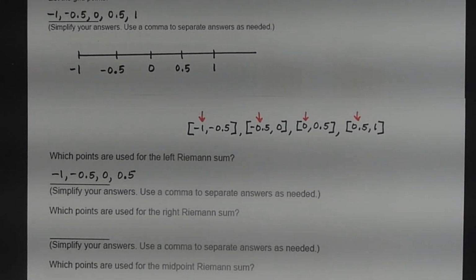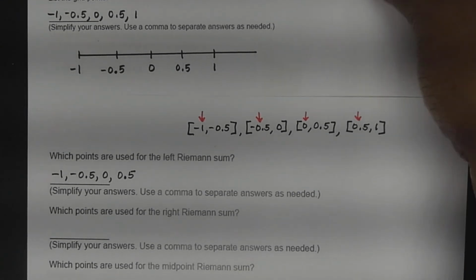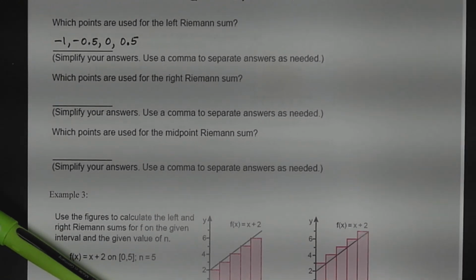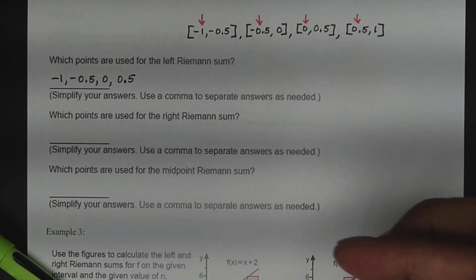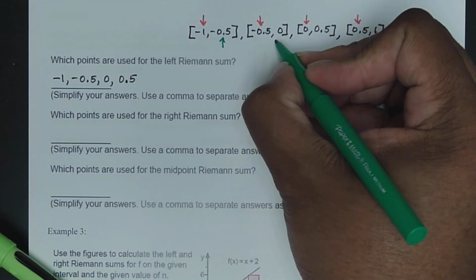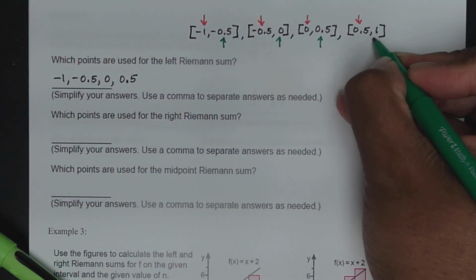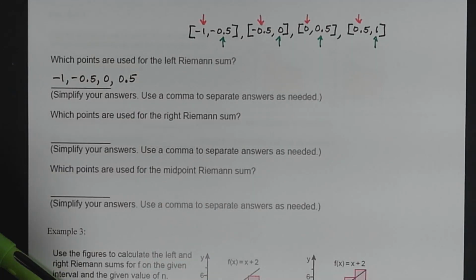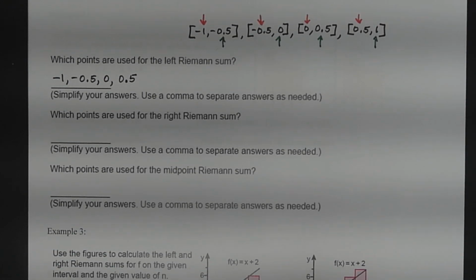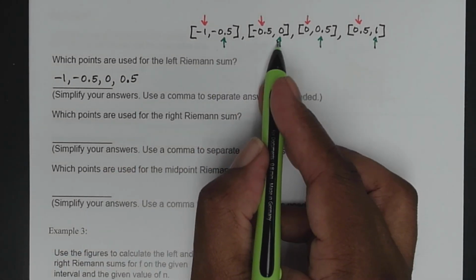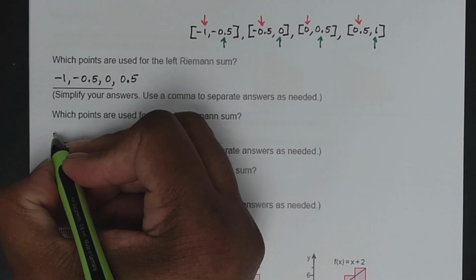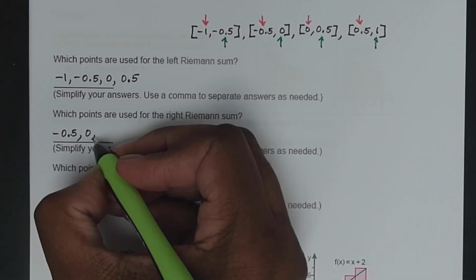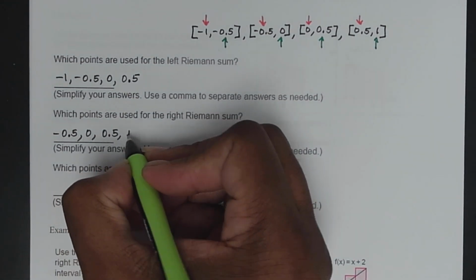And now the next question is which points are used for the right Riemann sum. In this case here, each right endpoint for each of these sub-intervals represents those points that you're going to be using for your right Riemann sum. So what you'll use for your right Riemann sum would be these numbers here: -0.5, and then 0, then 0.5, and then 1.